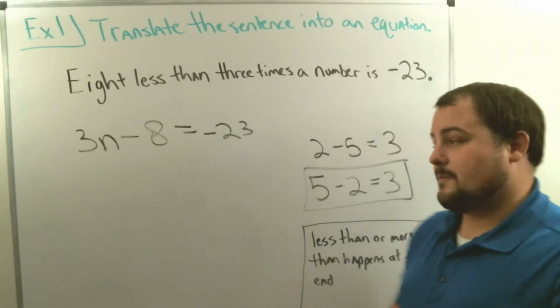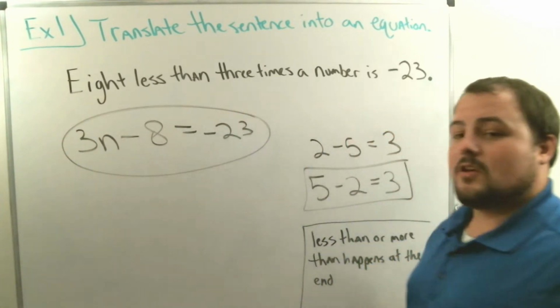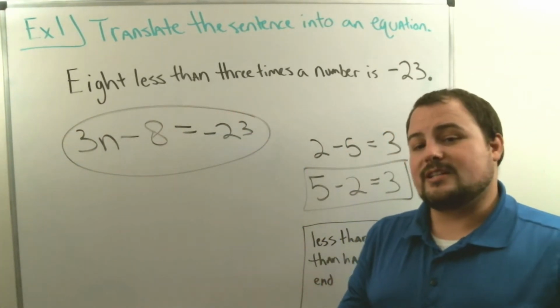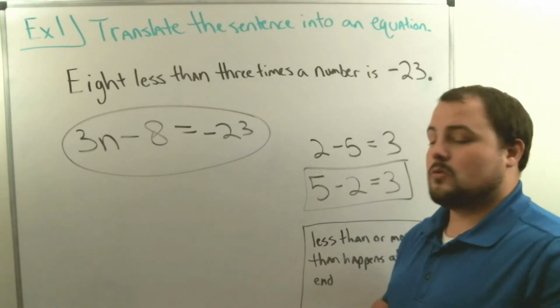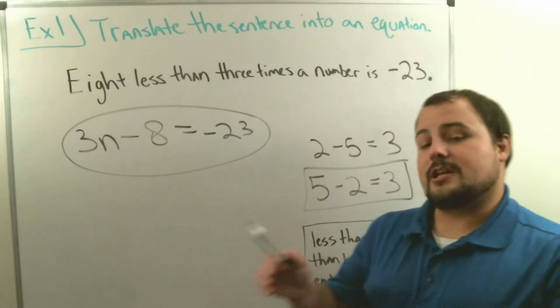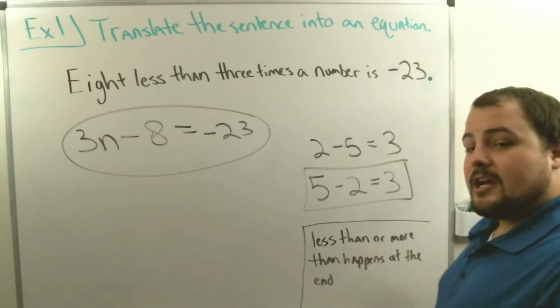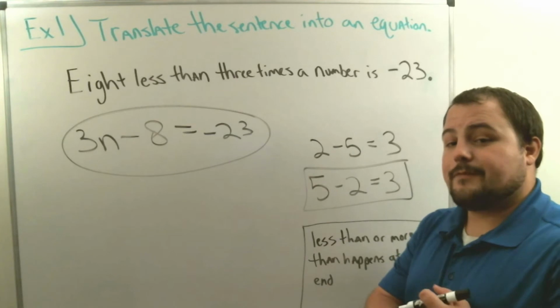So in our first example, if we're told just to write this into an equation, this is all we have to write down: 3 times a number minus 8 equals negative 23. 8 less than 3 times a number, we're taking 8 away from 3 times a number, and that's our answer. If you're looking to copy this down, here it is. That's it for example 1.